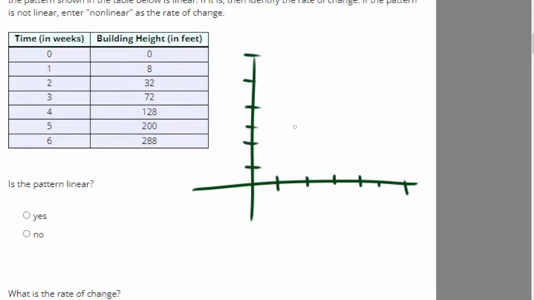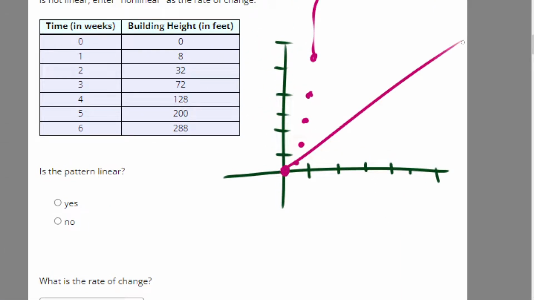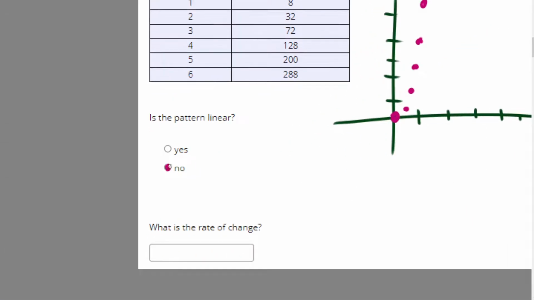Our scale is not going to work. Because as you'll find out very quickly, we start at 0. Let me change color. We start at 0, and then we go to about 8, and we jump up to 32, and then 72, and then 128, and then 200 and 288. It looks like it goes up really quick. If it was linear, we'd be adding 8 each time, and it would look more like that. So the pattern is not linear.